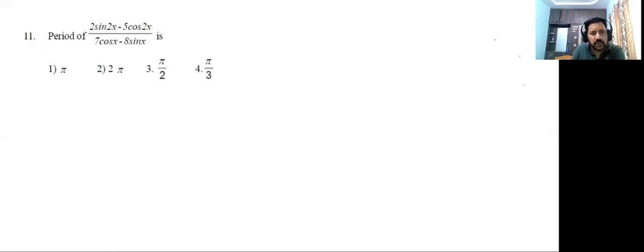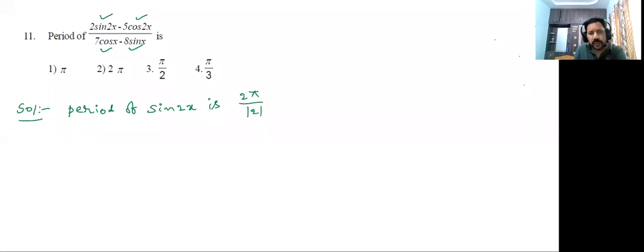Period of 2 sine 2x minus 5 cos 2x divided by 7 cos x minus 8 sin x. Here numerator, there are two functions. Denominator, two functions. Now first find period of each function separately. Period of sine 2x. What is period of sine 2x? 2 pi by modulus of 2. 2 pi by mod a formula. A value is 2. So here we are getting pi. Same as period of cos 2x. That is also the same formula, 2 pi by mod a. A value is 2. Here also we are getting pi only.